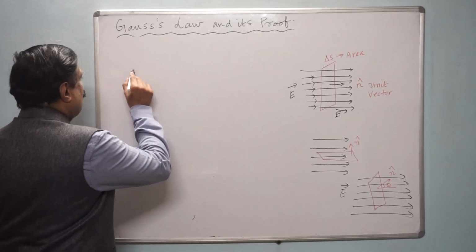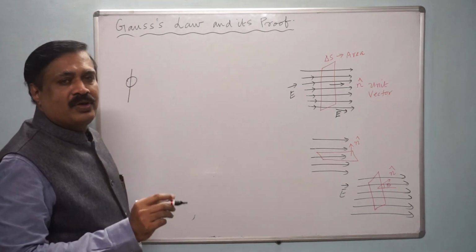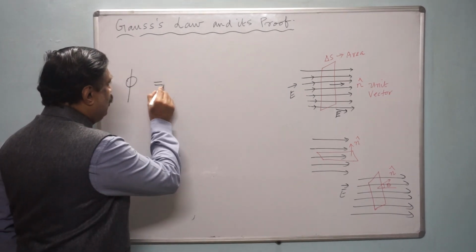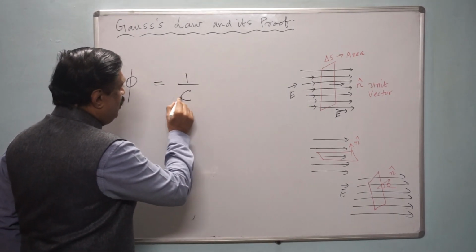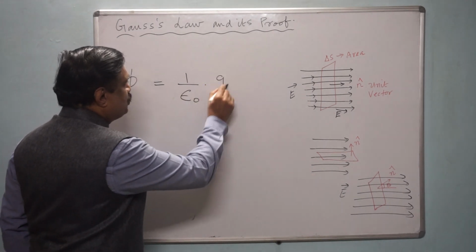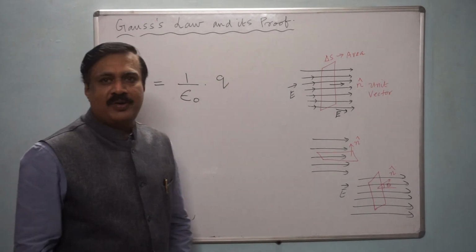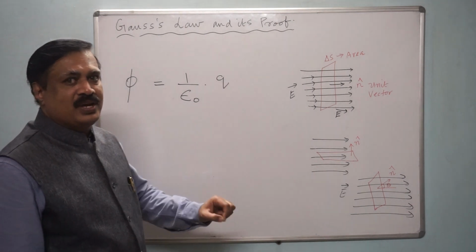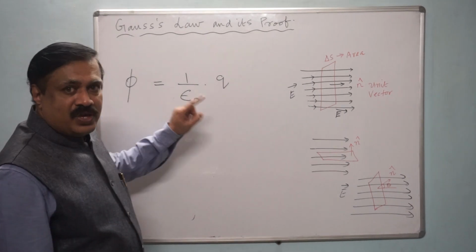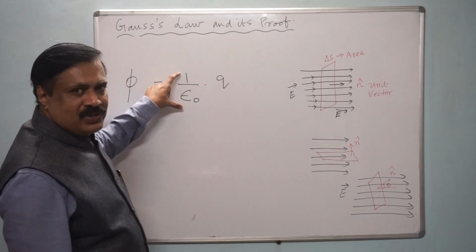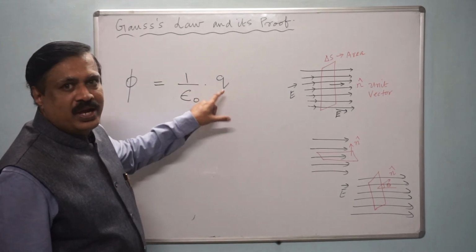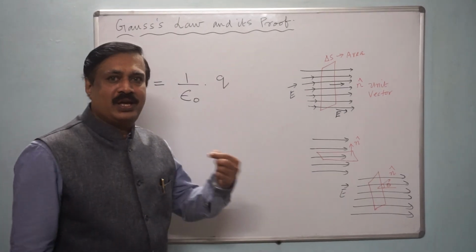Electric flux phi is equal to 1 by epsilon times the charge q. This is Gauss law. Gauss law states that electric flux is equal to 1 by epsilon times the charge enclosed in that particular area.